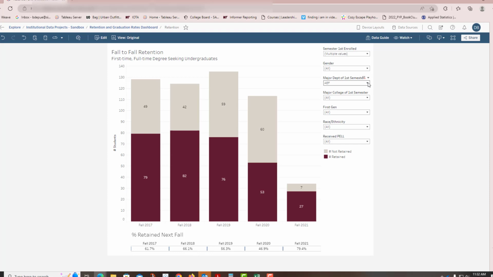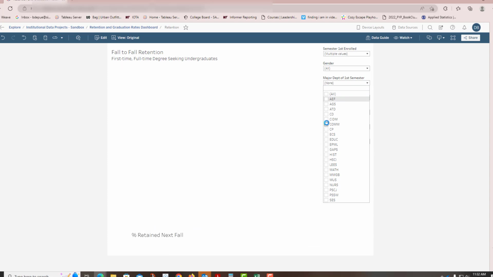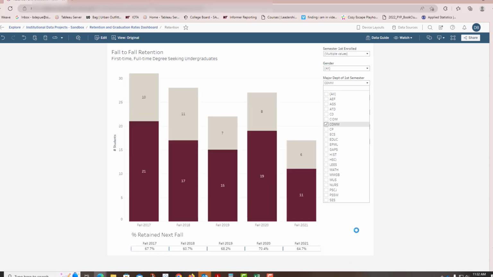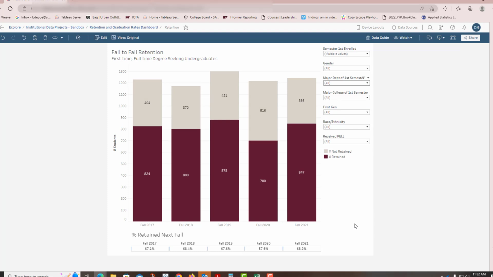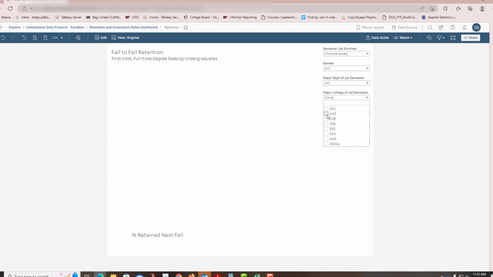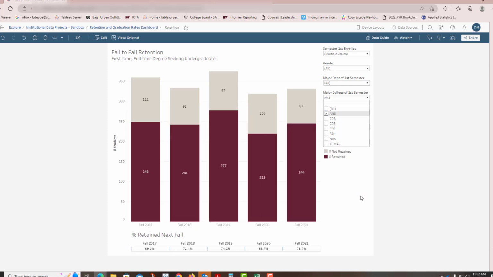If you wanted to change that back to all or look at another, you simply just unclick it and select another one. We can look at communications. I'm going to go back and change that to all. We can do the same thing with regard to the college. If you wanted to look at retention rates for a specific college, you could do that to compare yourself to the university as a whole.